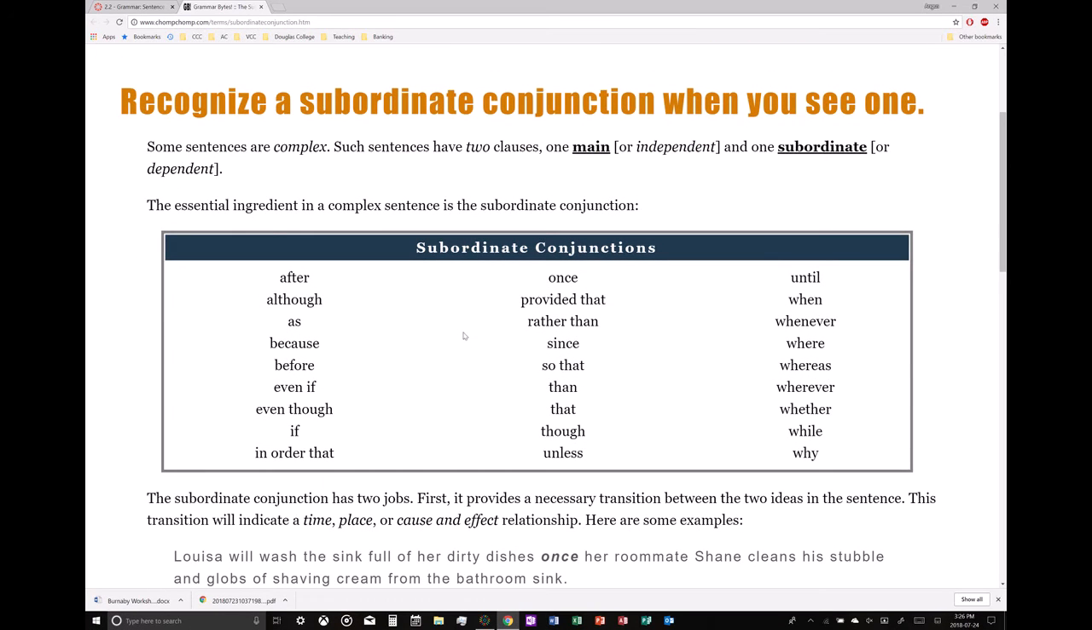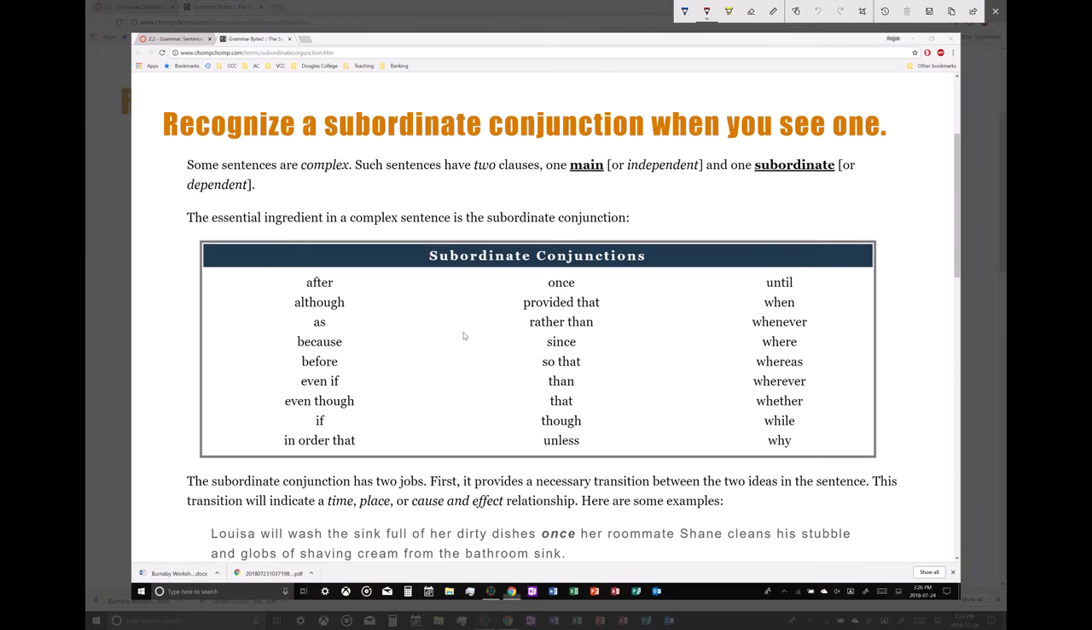So this page provides you with a list, a big list this time, of subordinate conjunctions right here. So this would be your essential ingredient, the main connector between two different clauses, main and subordinate, independent and dependent, in a complex sentence.